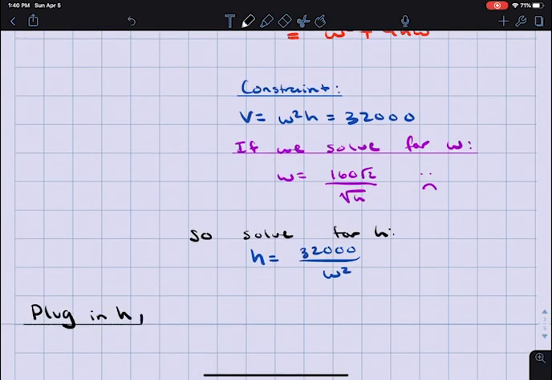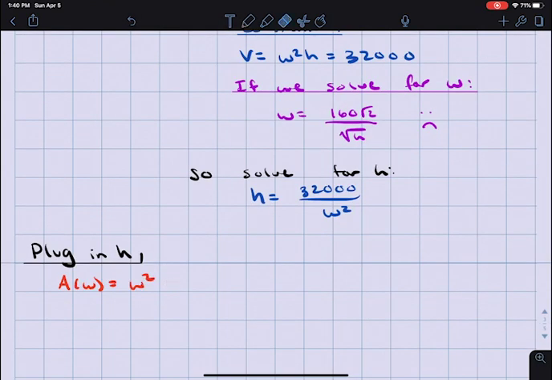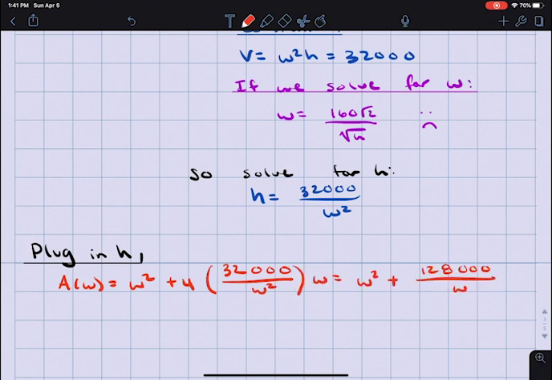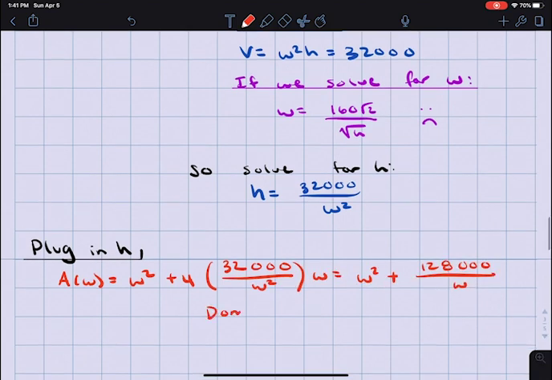So now we substitute h equals 32,000 over w squared into our formula and get the area as a function of only w. So we now turn our attention to the domain of our function. Unlike the previous two examples, our domain is actually quite large. The width can actually be any number between 0 and infinity, not including 0.